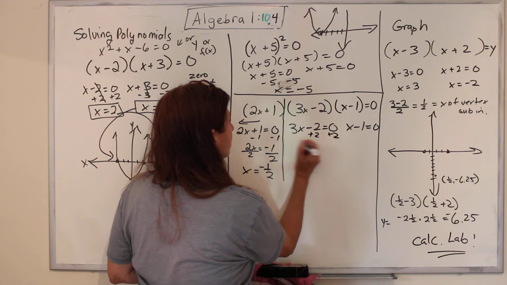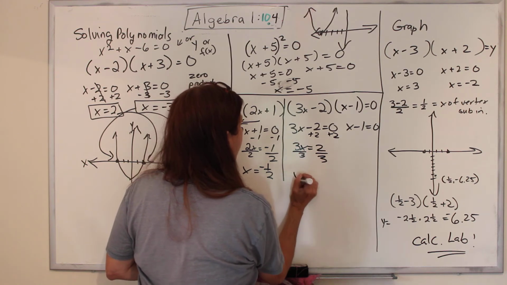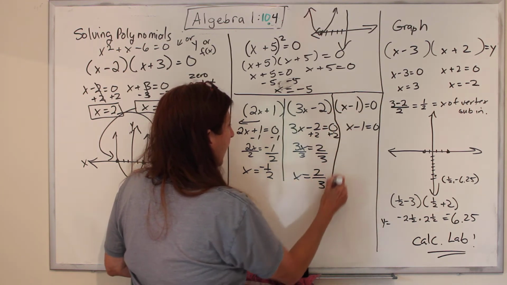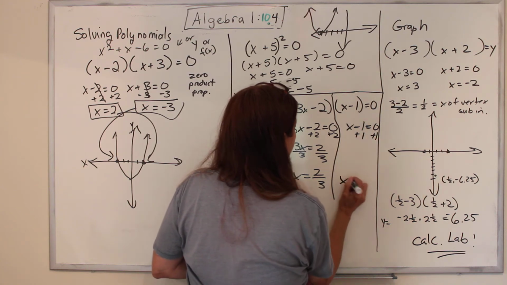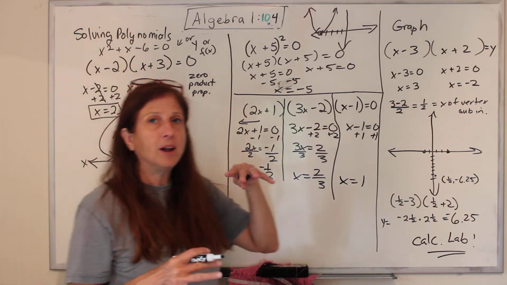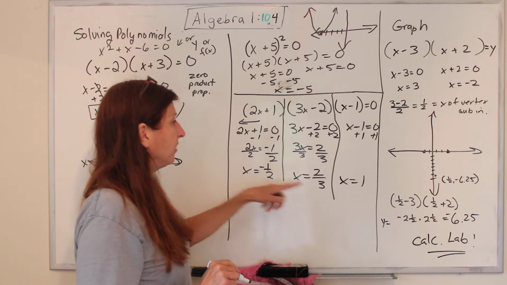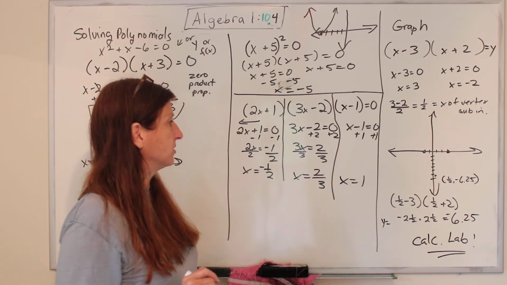And plus 2, 3x equals 2, divided by 3, divided by 3. X equals 2/3. And plus 1, x equals 1. So this one, because it's got 3, remember I told you they get weird shapes after squared? This thing is actually crossing in 3 places. And it's got 3 answers here.